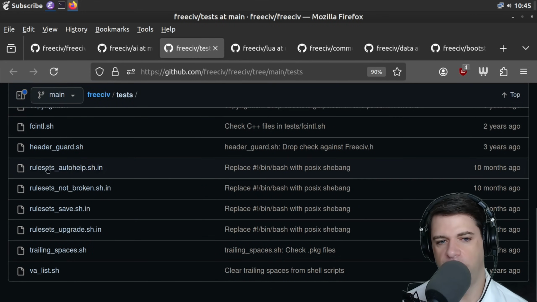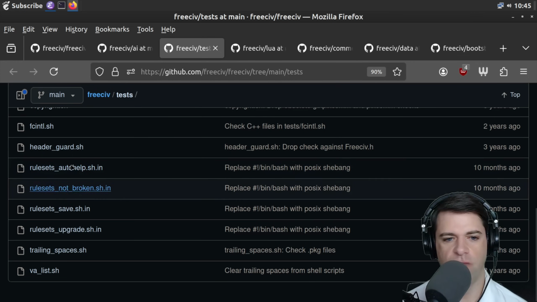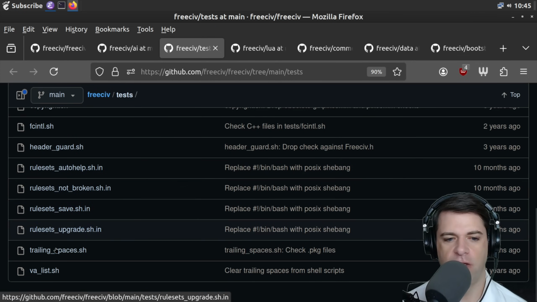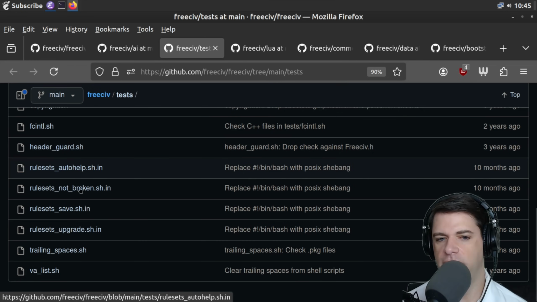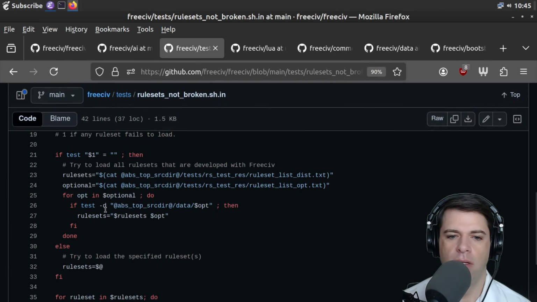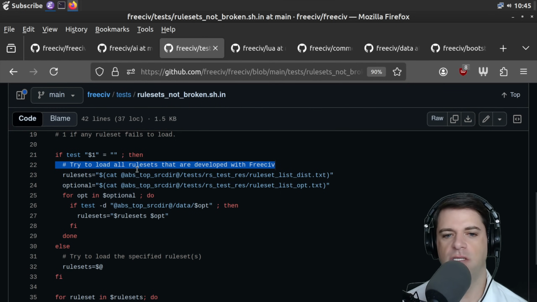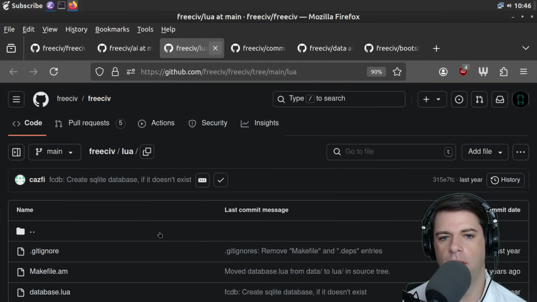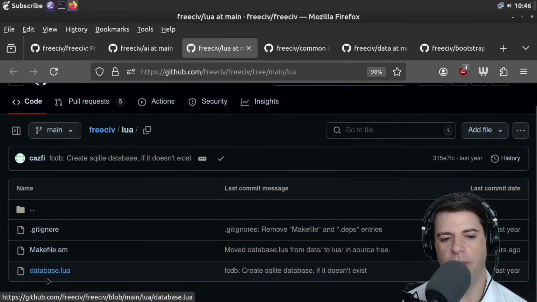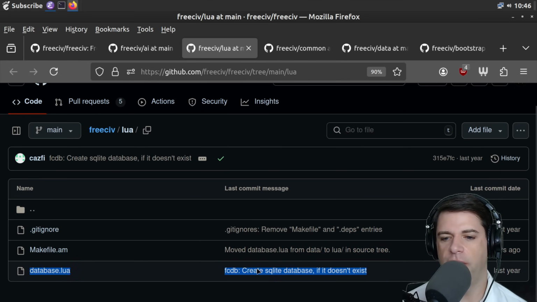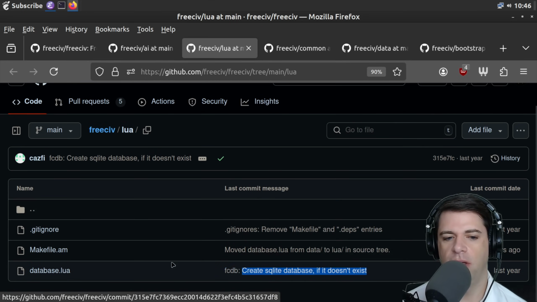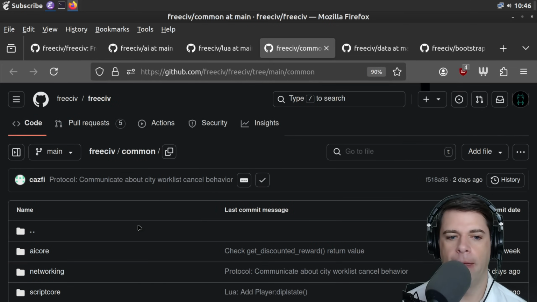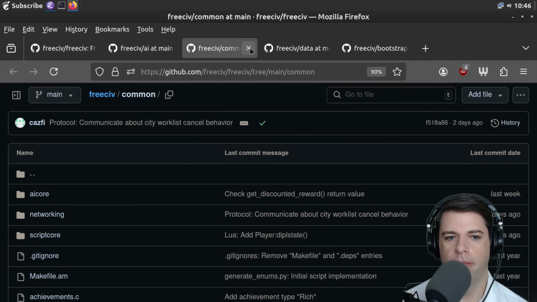We have these rule set tests. Rule set's not broken. Rule set's auto help. Rule set's upgrade in trailing spaces. Should we look at rule set's not broken? So the rule sets try to load all the rule sets that are developed with Freeciv. Okay, so maybe not broken in the sense that the build isn't broken. We don't need that. Lua, we just have database.lua, which is going to create a SQLite database if it doesn't exist. That's the latest commit, and presumably it's going to read things from the database. So I'll assume that that's not cool.